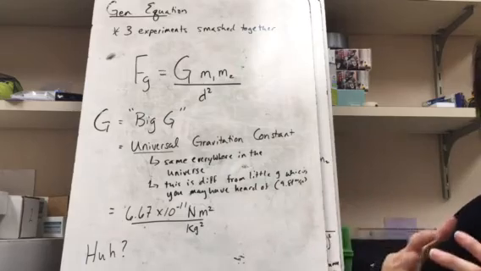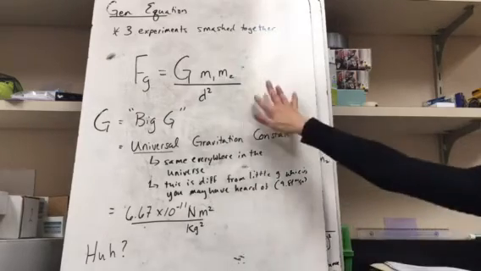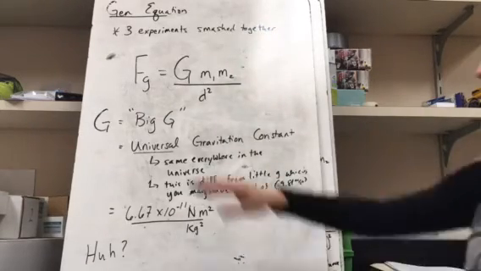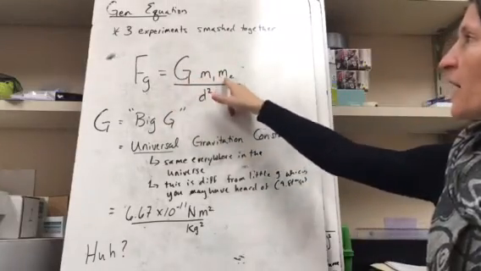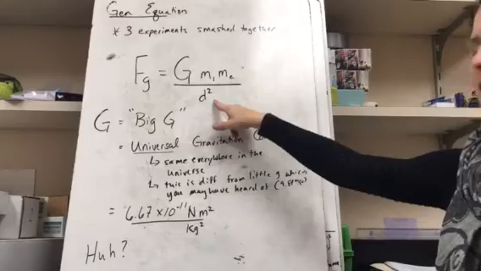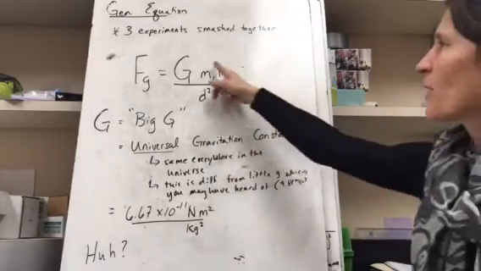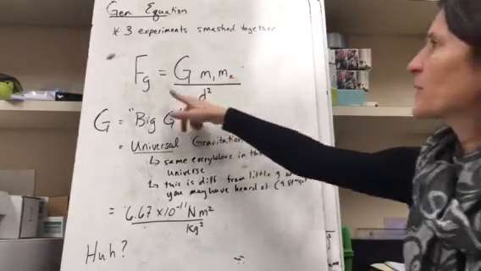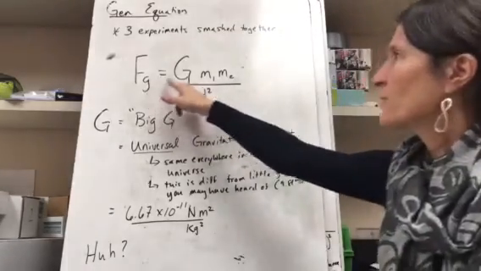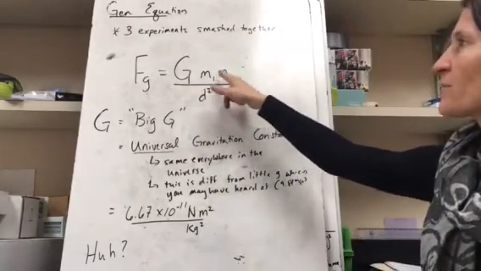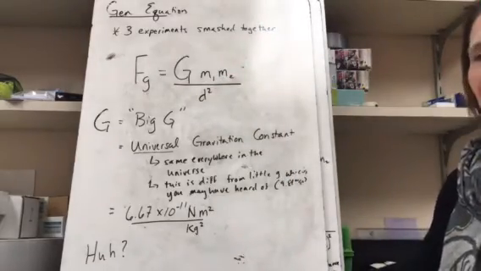But if you smash all of those together, you actually get one giant equation, and this says F of g is equal to big G, capital G, m1 times m2 divided by distance squared. So you can probably see these things. I mean, we said F of g was proportional to 1 over d squared, and F of g was proportional to the mass. We've just got the product of the masses now.